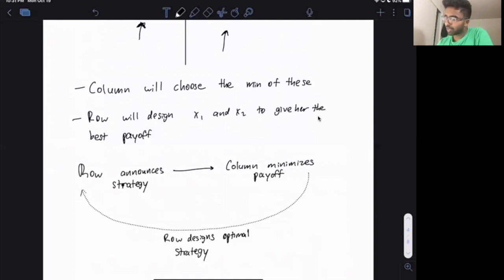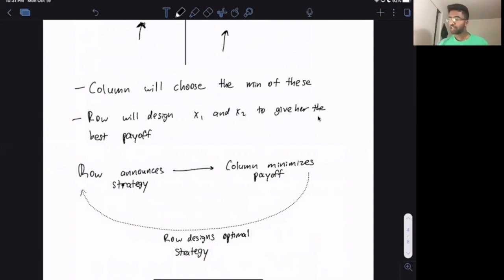But the thing is, that's kind of how it looks to the public eye, right? But what's going to happen is this dotted arrow, the second flow of logic. Again, we're operating under the assumption that both players play optimally, right? So the row player knows that column is going to play optimally.